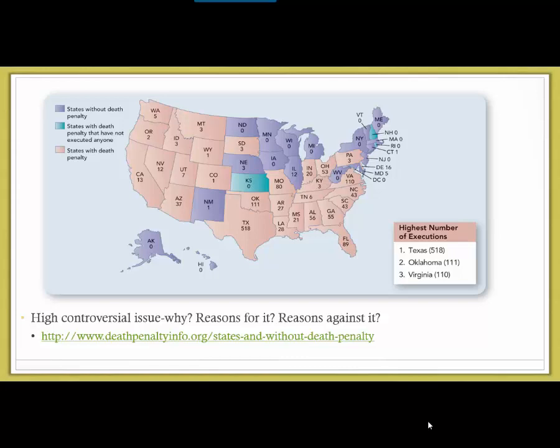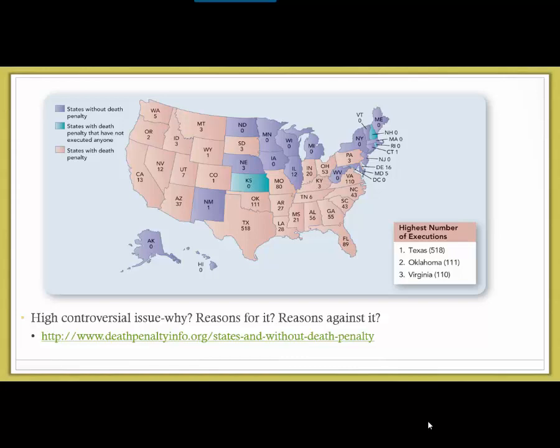Not all states that have it regularly use it. So what you see here is a map of the states and the number of executions they've had during the post-1980s era. What you can see is the states in pink, the ones that actually have the death penalty as an option. A lot of states rarely practice it.